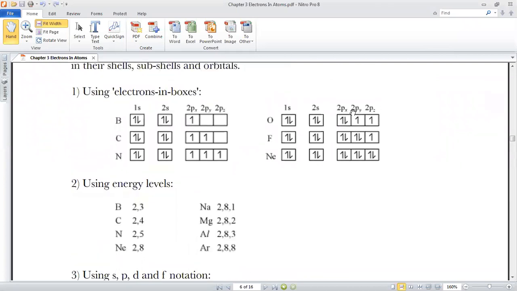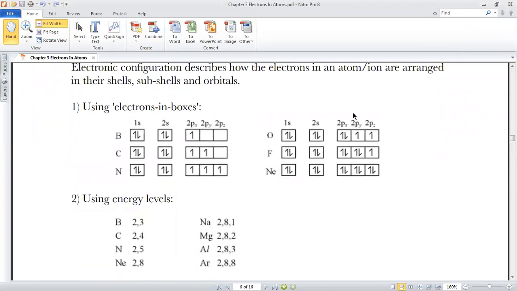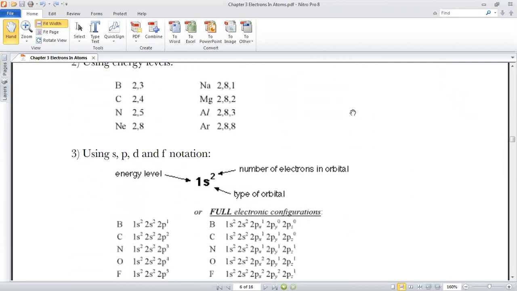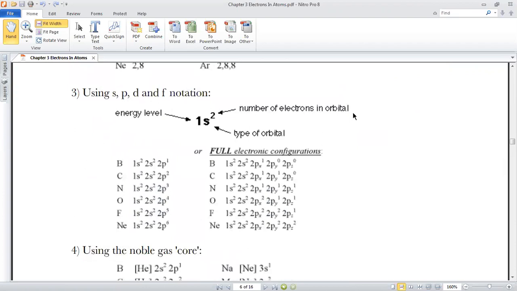The other way to represent electronic configuration is by showing electrons in boxes or as arrows. So you will have to see in what way they demand it in the paper. Sometimes they just want you to write the electronic configuration as 1s2 and then you have to write the remaining. For neon, 1s2 will be given and you have to complete it by 2s2 and 2p6.